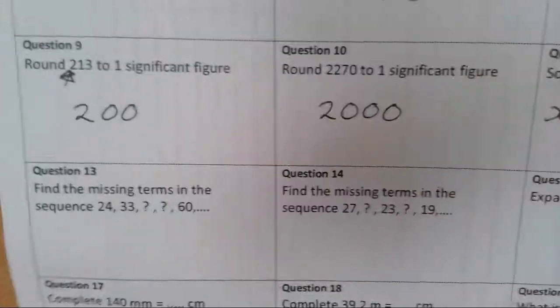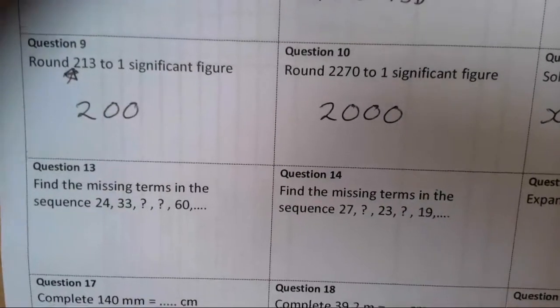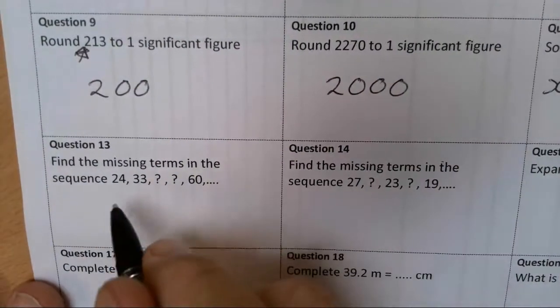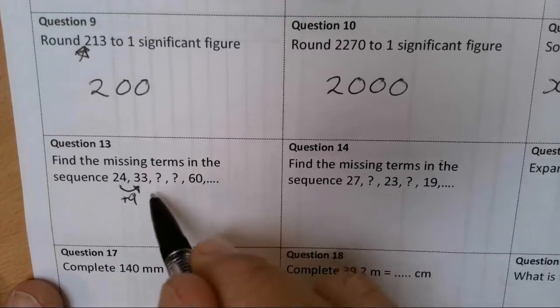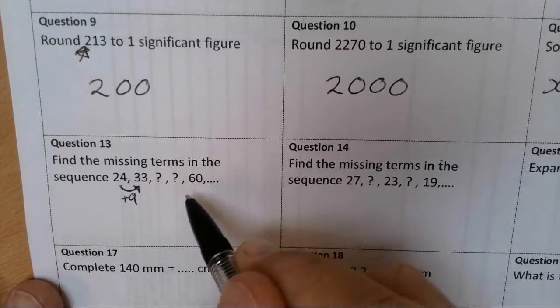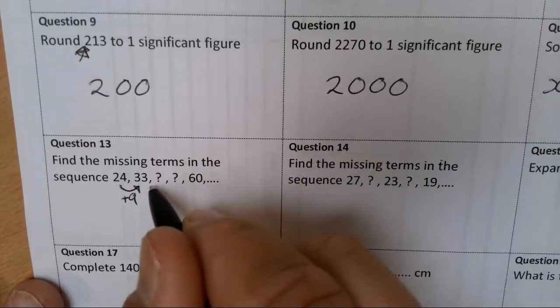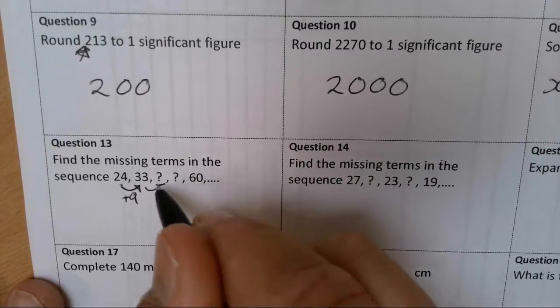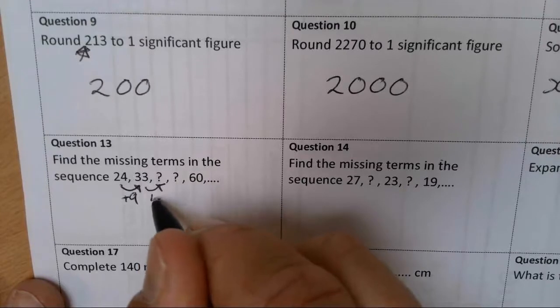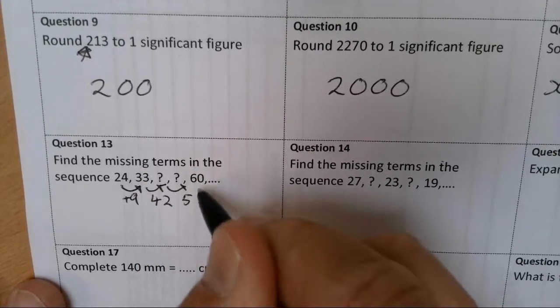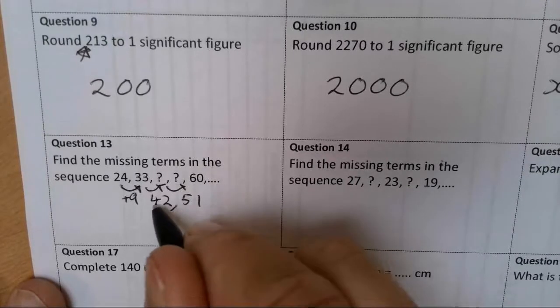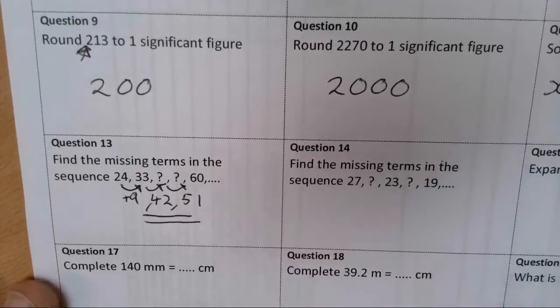Next question, 13. Find the missing terms in this sequence. So we're going up 9. I wonder if we keep going up 9, if it's going to work. So let's see. If I went up 9 from 33, I would get to 42. And if I went up 9 again, I'd get to 51, and then I'd get to 60, so that's definitely right. So the two numbers missing are 42 and 51.